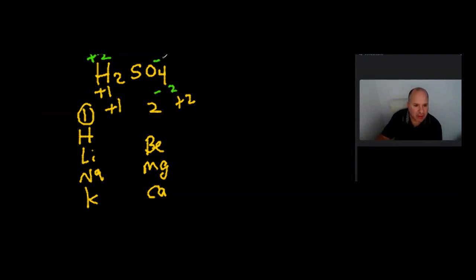Negative 2 times 4 would be negative 8. So how do we figure out the sulfur then? The whole thing should add up to 0. So we should say plus 2 plus the sulfur. We make the sulfur x, so plus x here, plus negative 8 equals 0.